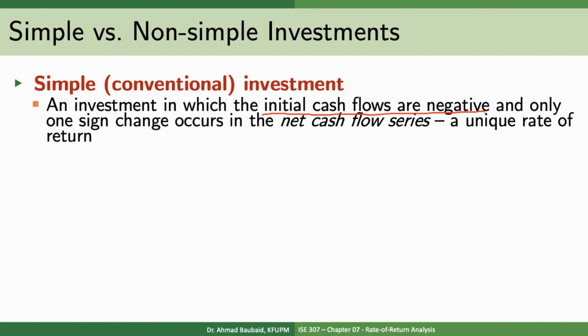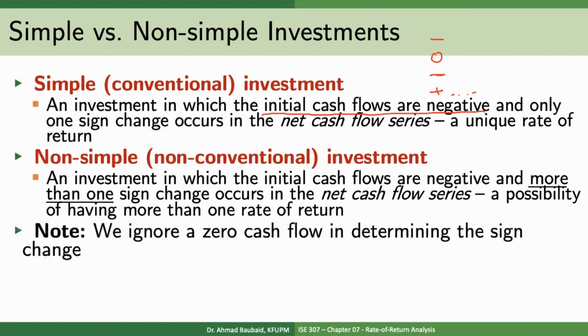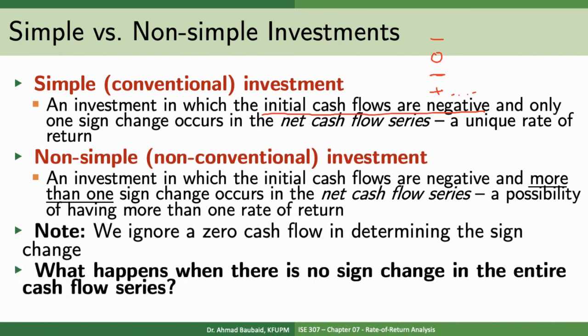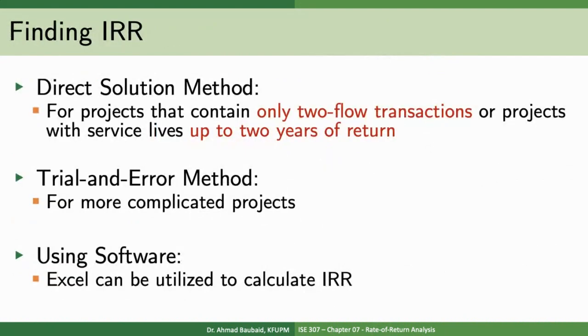Okay, thank you. So the initial cash flows are negative. Yes, you're welcome. And there's only one sign change. So it's negative, maybe there's a zero. Again, that's fine, zeros we ignore. Maybe it's still negative, but then it switches to positive and stays positive. So that's a simple investment. With a non-simple one, the sign changes multiple times. So you have negative, positive, negative. That's already a non-simple investment. We ignore zeros.